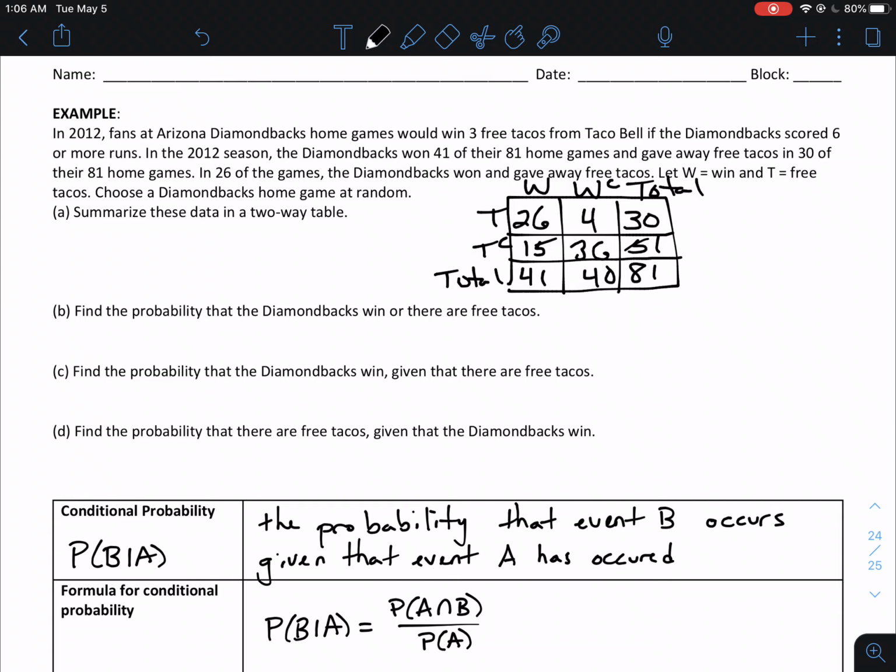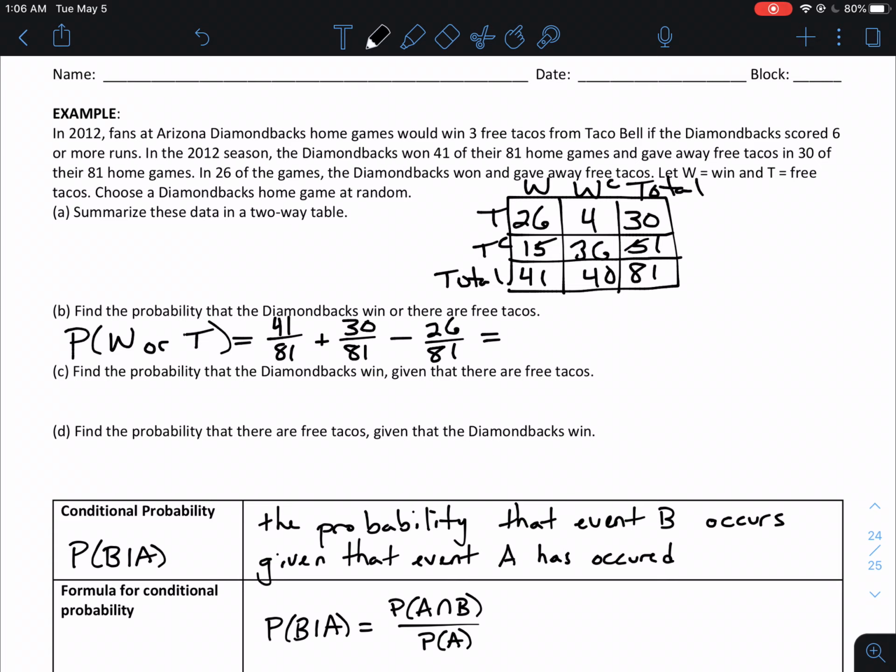All right, for part B, find the probability that the Diamondbacks win, or there are free tacos. So remember that this is where you have to use the general addition rule. So you've got to take the probability that they win, which is 41 out of 81, plus the probability of tacos, so 30 out of 81, minus the probability of the 26 out of 81 where they had both.